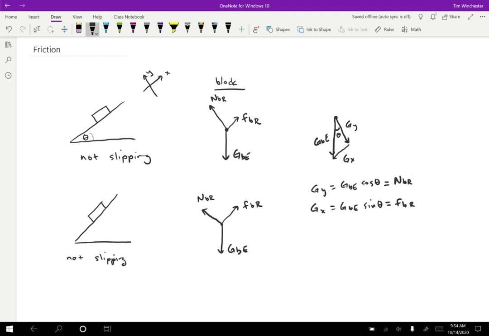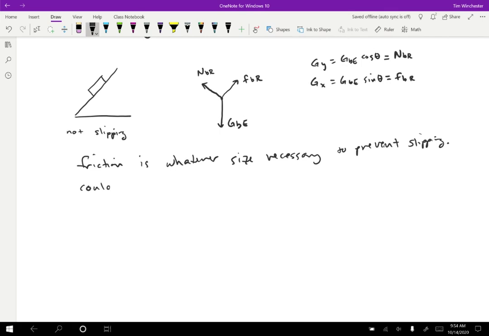One of the things that is really important to notice here is that the friction is whatever size it needs to be in order to make the block not move. So friction is whatever size necessary to prevent slipping. In some cases that might mean that it's zero. If we change the angle of the ramp to zero, then there's no reason why we need to have any friction. Or the friction could be in an unexpected direction.